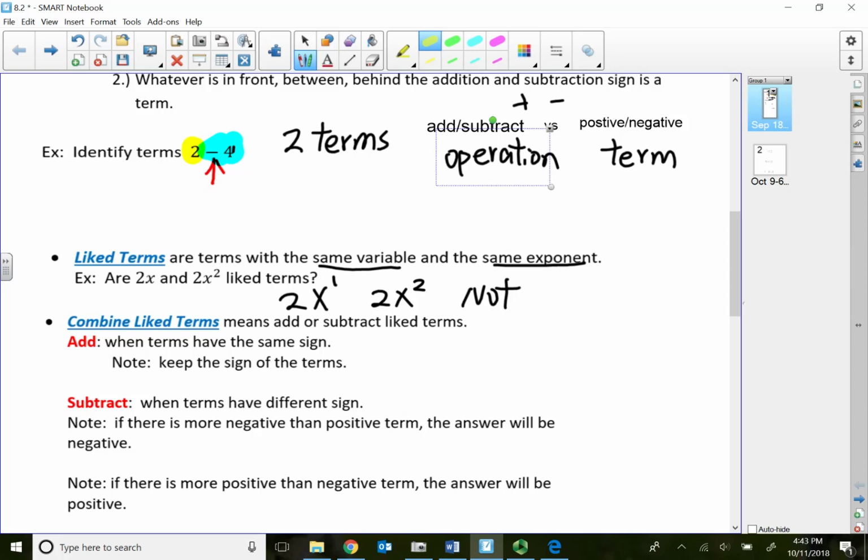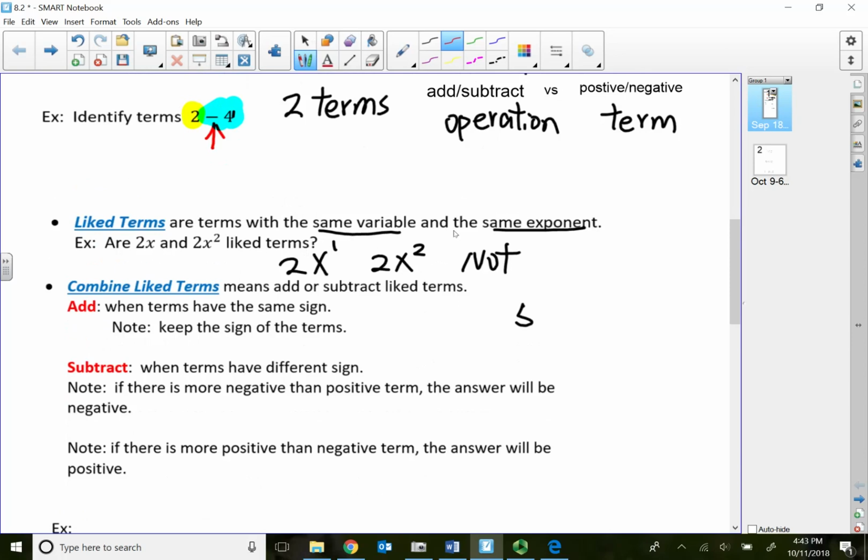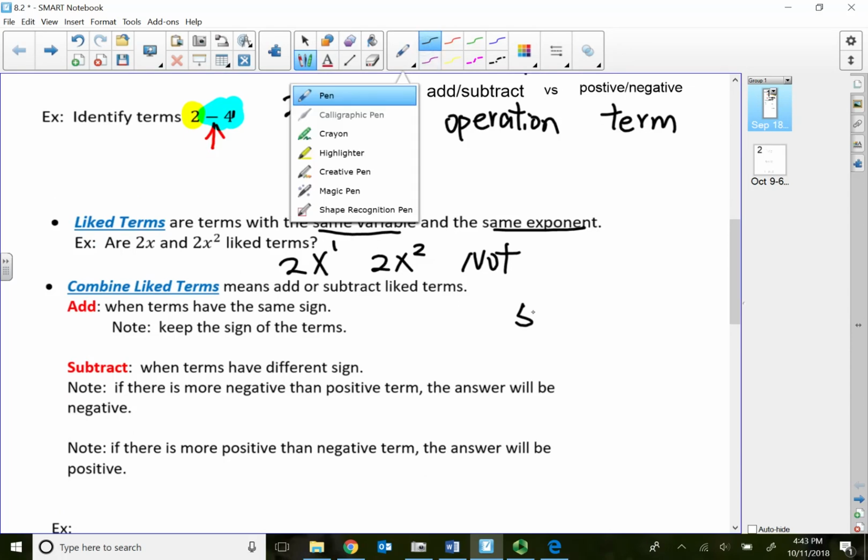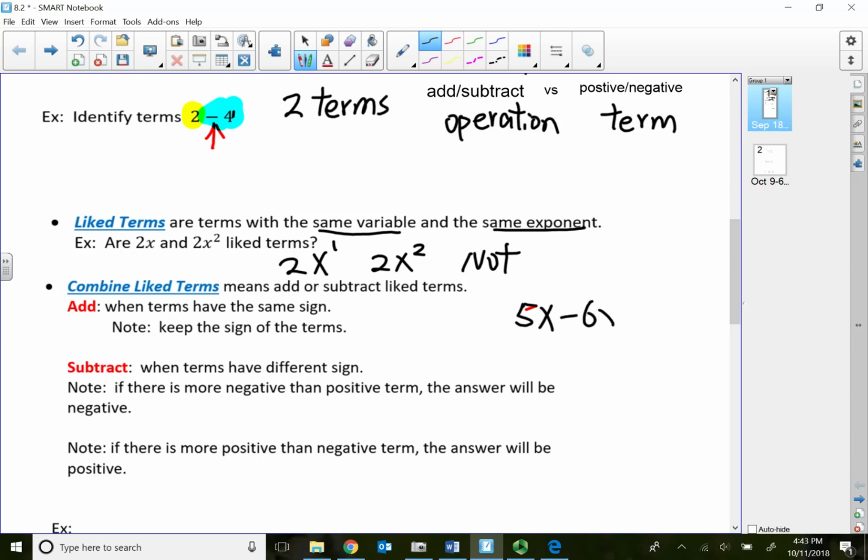Ultimately, I want all of us to be able to look at a problem like 5x minus 6x, and right away we know what the answer is, which is negative x. This is ultimately my goal of showing y'all how to add and subtract differently as compared to the way you learned them before.